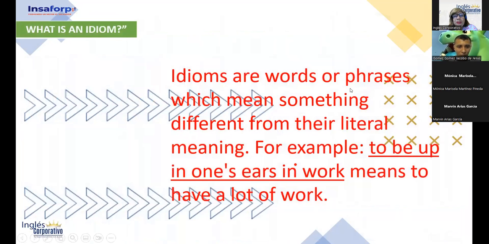Okay, now begin with the concept. What is an idiom? Idioms are words or phrases which mean something different from their literal meaning. For example, to be up to one's ears in work means to have a lot of work. According to the video that I sent, the YouTuber said that idioms are words that have a different meaning from what the words say.